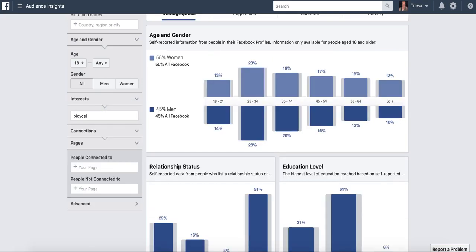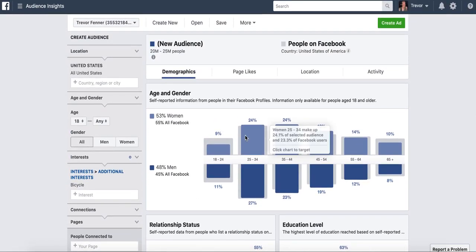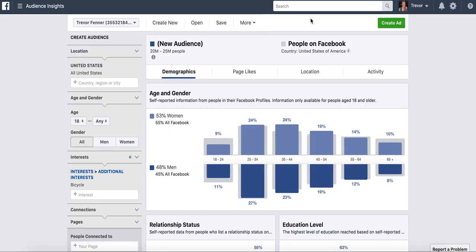Okay, well, let's just try bicycle then. Alright, so a little bit more broad. Unfortunately, this isn't the data I want, though. I want electric bikes, so I'm going to see if I can log into a different Facebook account. Maybe it'll give me better data.